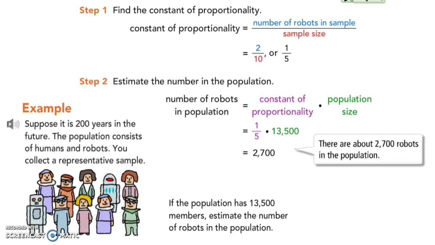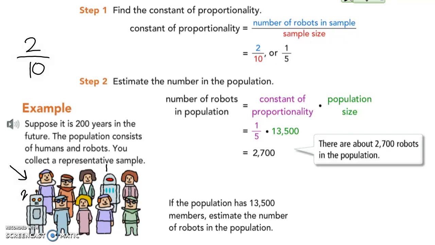Okay, so here we have this example. Suppose it's 200 years in the future. The population consists of humans and robots who are collecting a representative sample, and we see the sample down here. If the population has 13,500 members, estimate the number of robots in the population. Well, how many robots do we see in this representative sample? 1, 2. Out of how many people total are in the representative sample? I have 10. Okay, so 2 out of 10 are robots in the representative sample. So I can use this to make a prediction about the population.